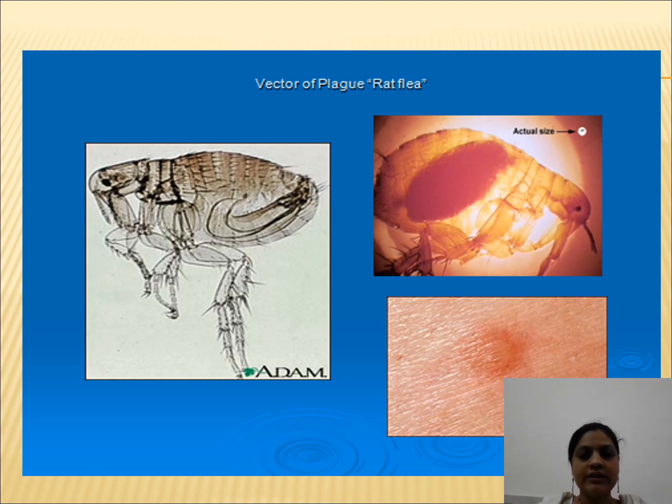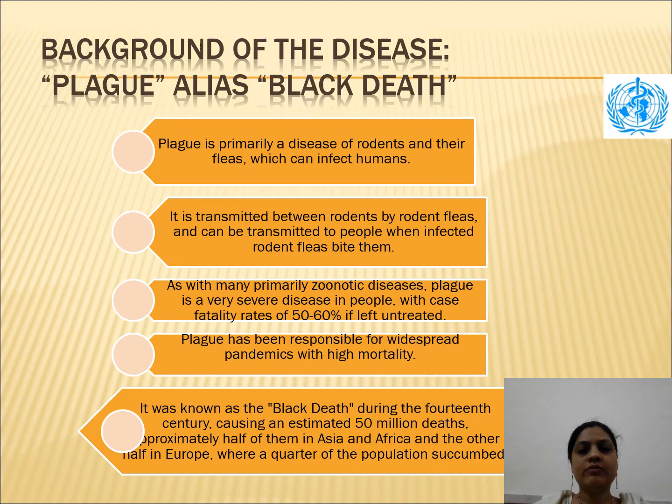And usually it bites on the lower limbs because these rat fleas do not fly but they hop, and therefore by hopping they can reach a distance of 1 to 2 feet, and that's why the lower limb is most affected.